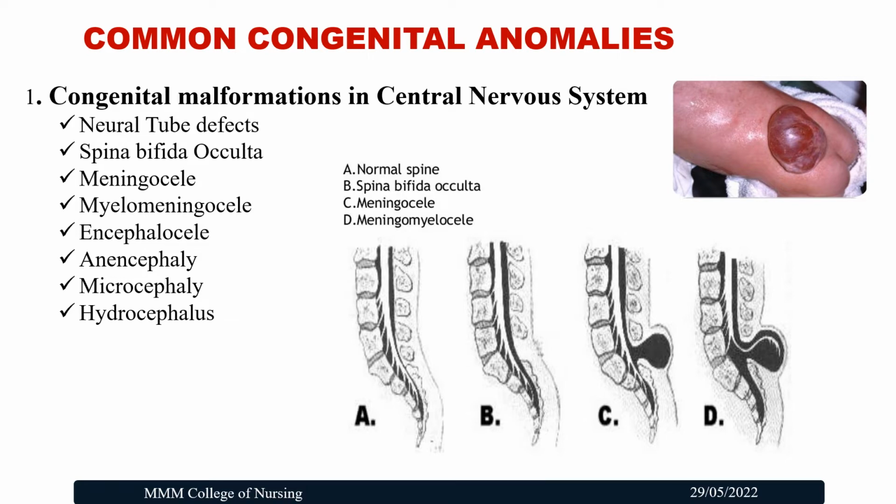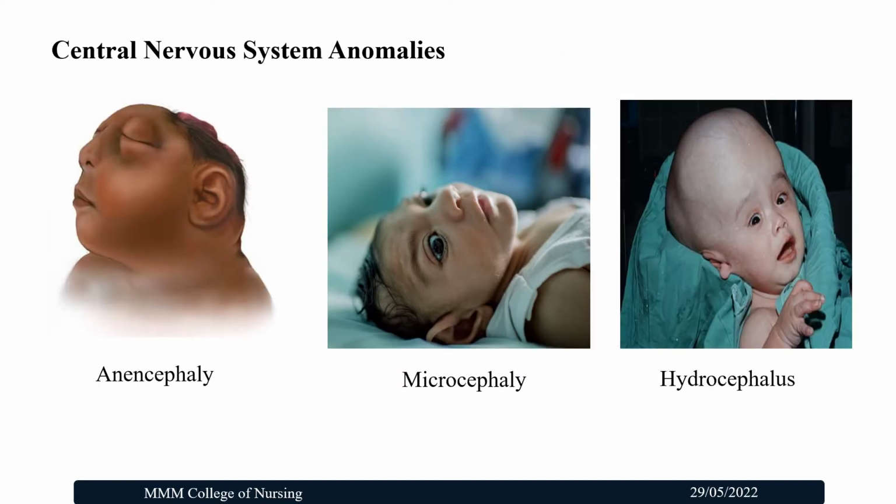And moving on to other conditions such as encephalocele, anencephaly, microcephaly and hydrocephalus. Anencephaly is a serious birth defect in which the baby is born without parts of the brain and the skull. Whereas microcephaly is a condition in which the baby's head is smaller than average for an infant's size and age. And hydrocephalus is a condition in which an accumulation of cerebrospinal fluid occurs within the brain.